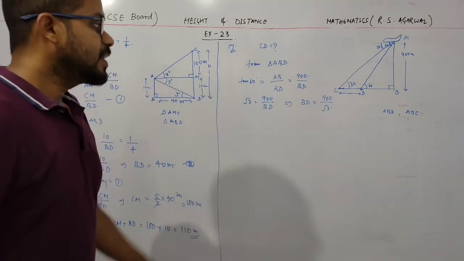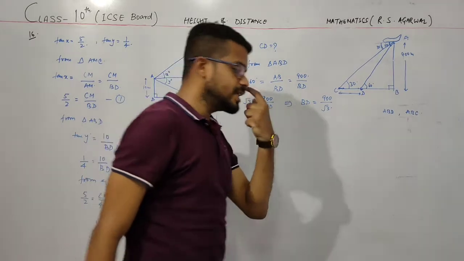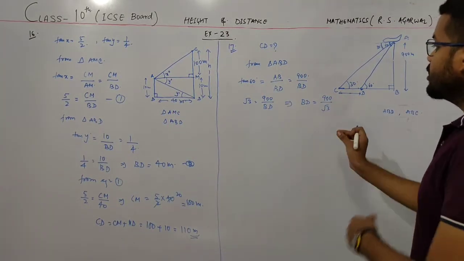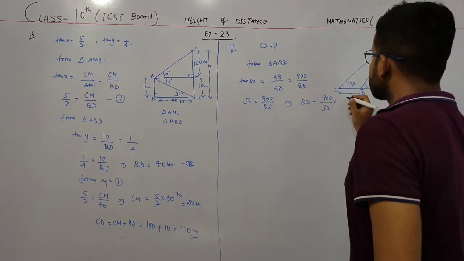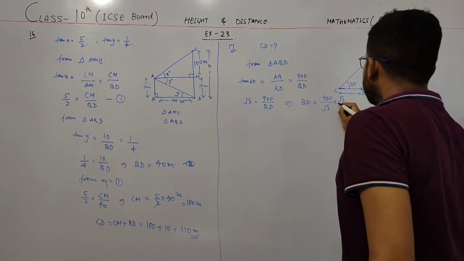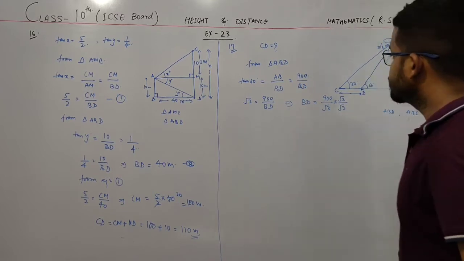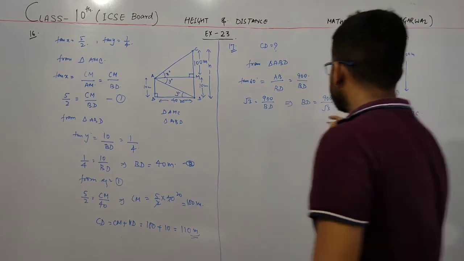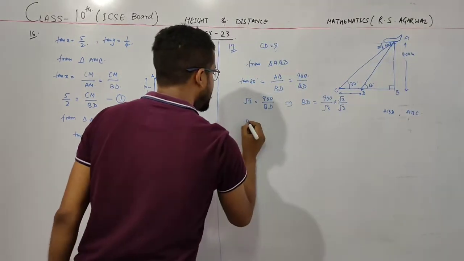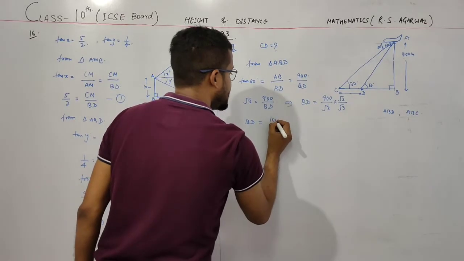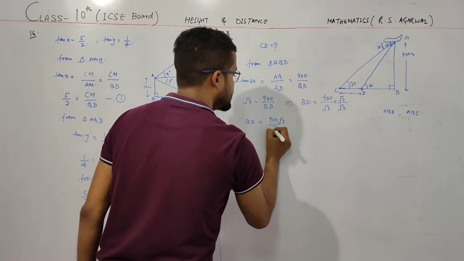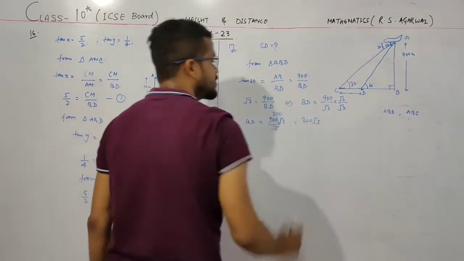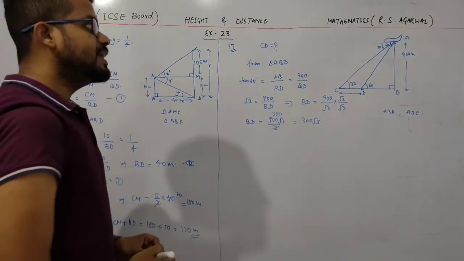Okay. Now here, root 3 is in the denominator. Whenever we get a root in the denominator, we rationalize it by multiplying numerator and denominator with the root value. So I simply multiply this, and I get BD is equal to 900 root 3 upon 3. So 300, this is 300 root 3. Okay, so this is the value of BD.